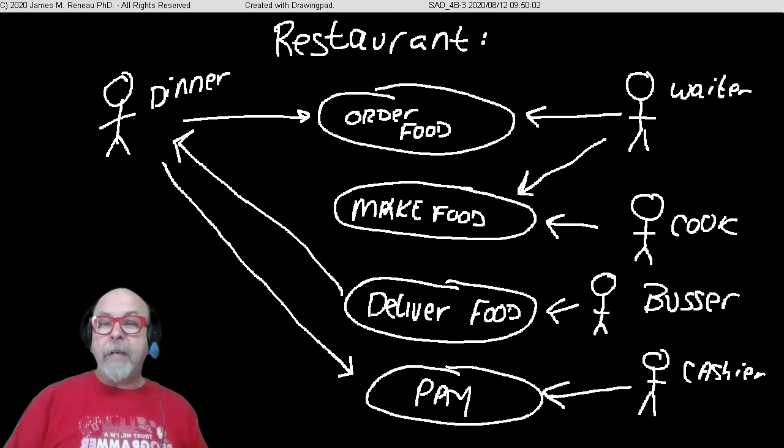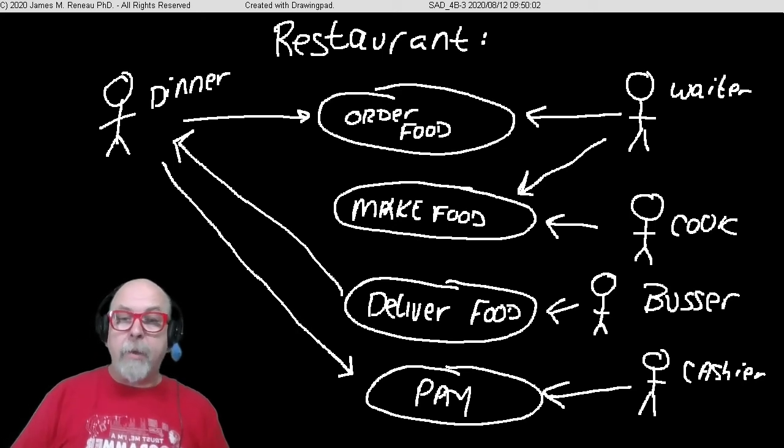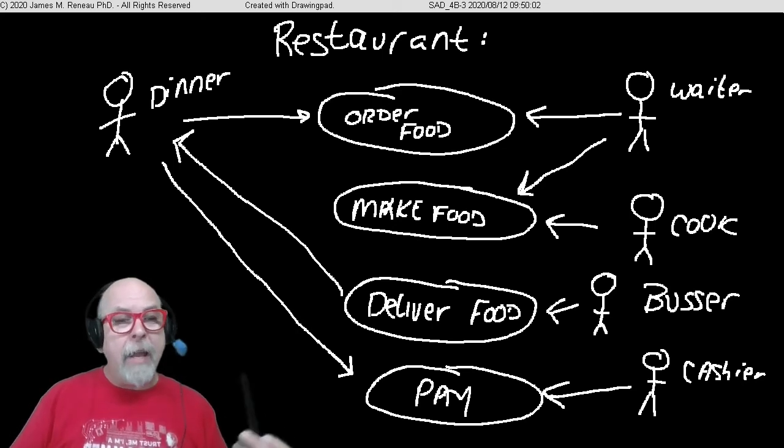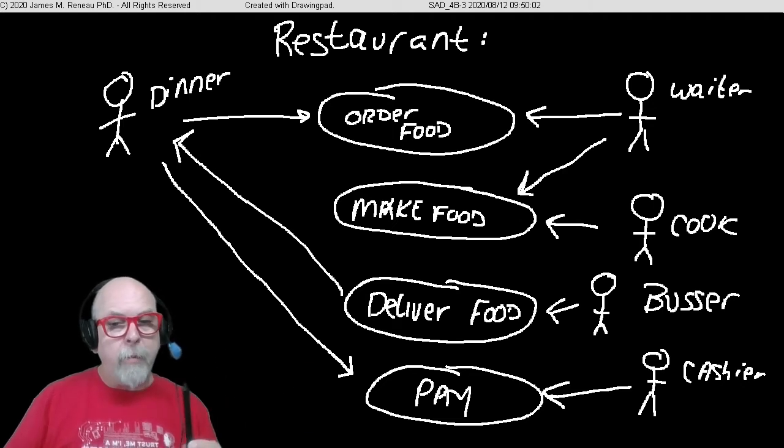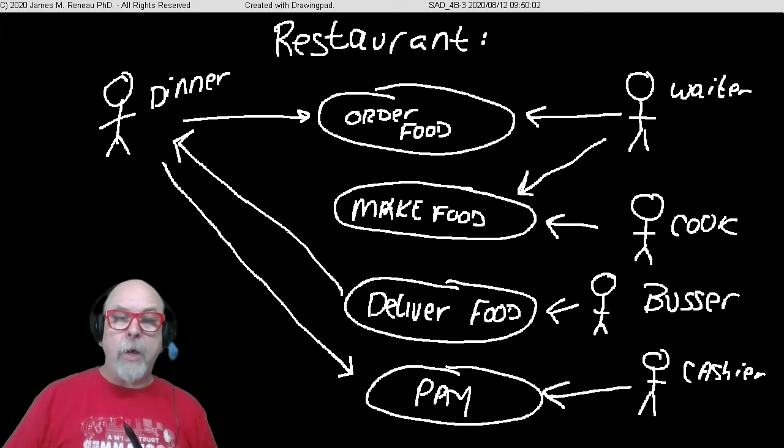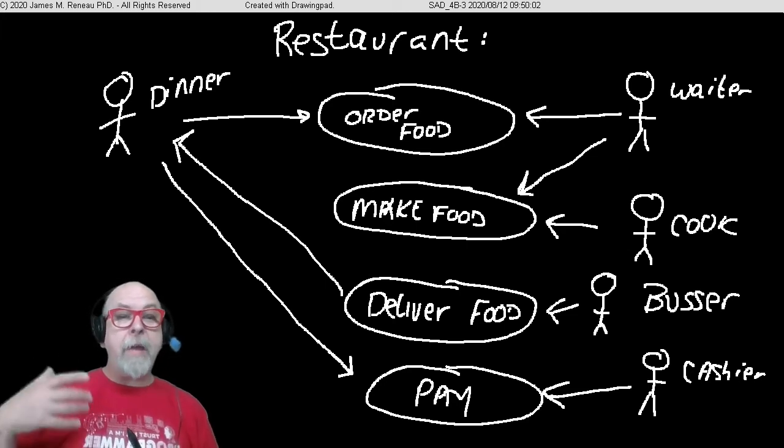Now, could the busser be a cook that runs the food out to the table? Yes. Could the busser be a waiter? Could the waiter or waitress have to run the food out to the table? And the answer is yes, but this is the role. We're not talking about the titles, we're talking about their roles. So the waitress or waiter may be a busser.